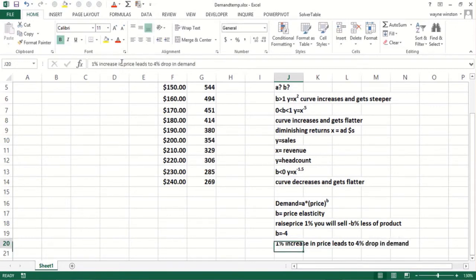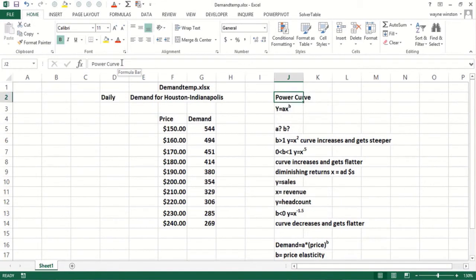Okay, so I made up some data here. So we've got the price that might be charged for flights between Houston and Indianapolis, one-way tickets. And then I made up basically how many people per day might want to take a plane trip on that route. So if we charge $150 for a one-way ticket, maybe 544 people want to buy a ticket. Charge 160, 494 people want to buy a ticket. So can we find the relationship between price and demand?